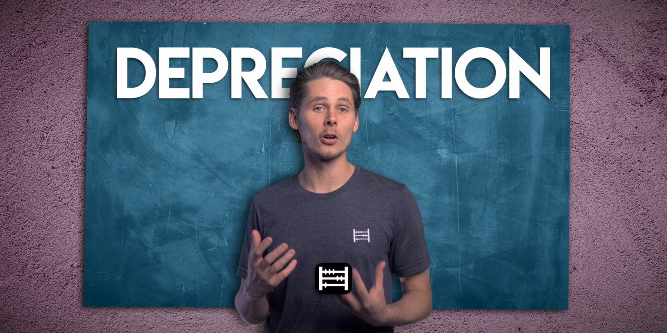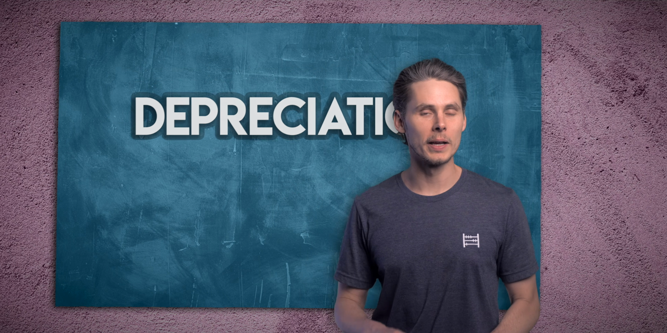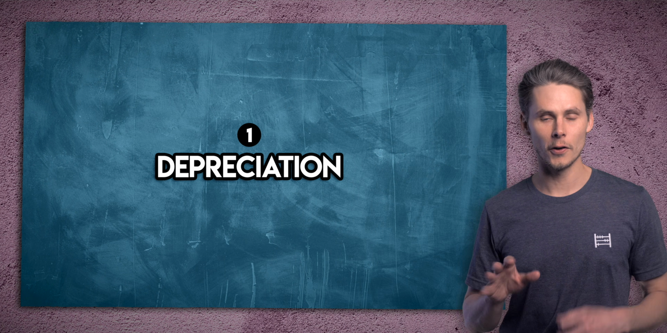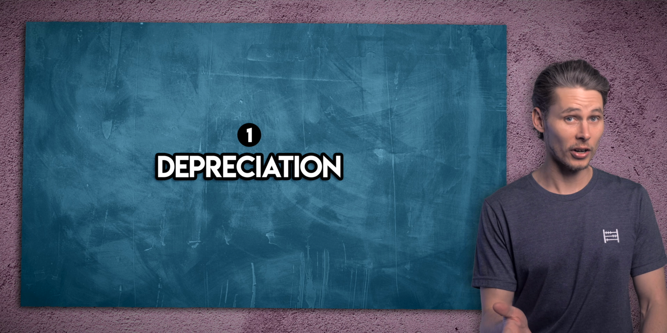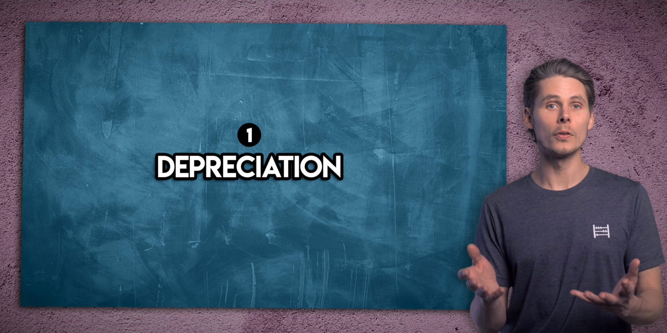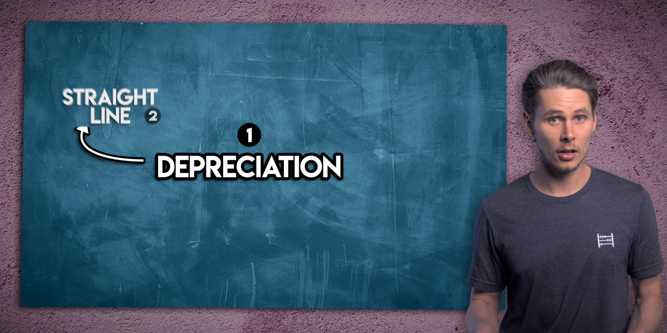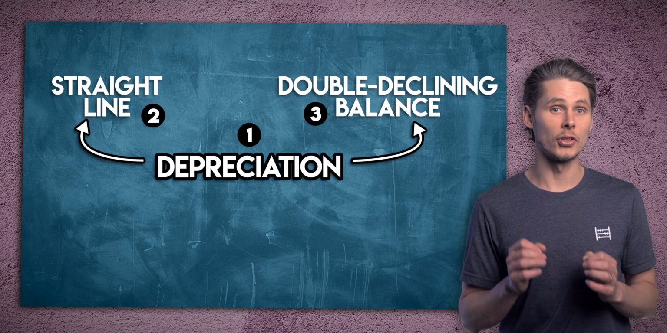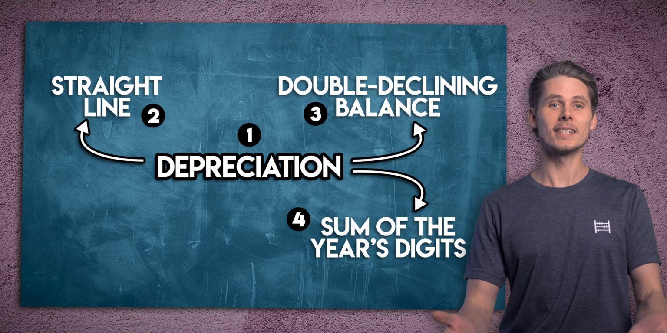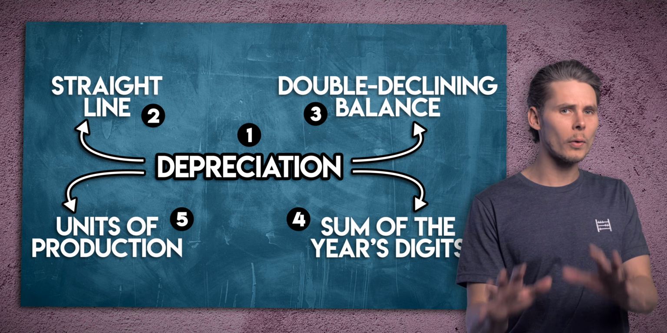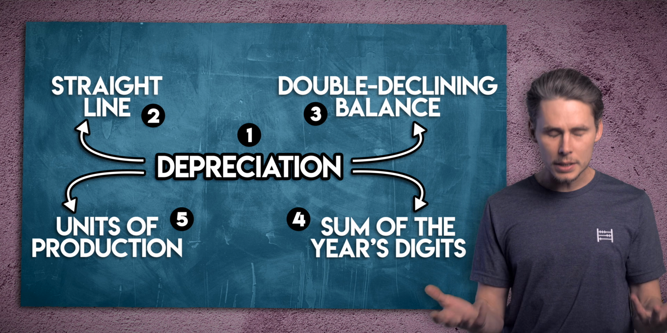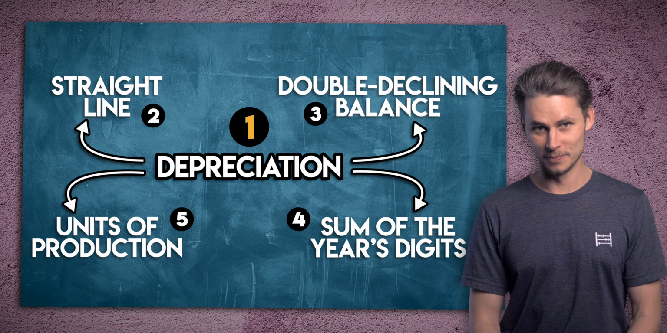I'm James, and today I'll teach you almost everything that you need to know about depreciation. I've split this compilation video down into 5 sections. First, I'll give you an introduction to depreciation and show you how it works with journal entries. Then we'll cover 4 different depreciation methods: the straight line method, the double declining balance method, sum of the year's digits, and units of production. Be sure to watch this one all the way through to the end to give yourself a complete lowdown on depreciation. Let's begin.